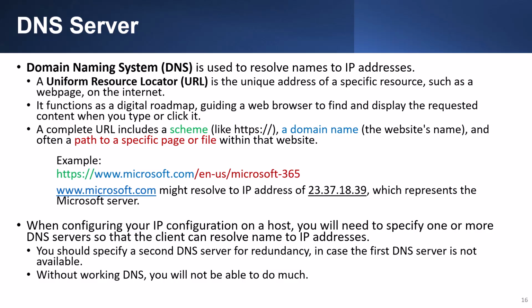Domain Name System, or DNS, is used to resolve names to IP addresses. A Uniform Resource Locator, or URL, is the unique address of a specific resource, such as a web page on the internet. It functions as a digital roadmap, guiding a web browser to find and display the requested content when you type or click it. A complete URL includes a scheme like https://, a domain name, such as the website's name, and often a path to a specific page or file within this website.